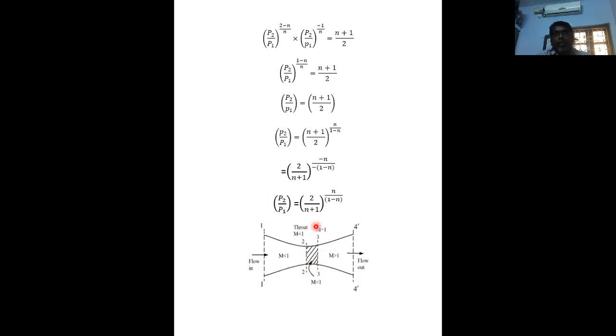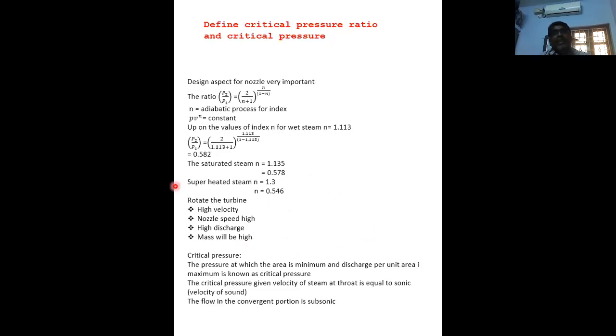Here M equals 1 at the throat section. When the throat section is minimum, the mass flow rate is maximum; when the throat section is maximum, the mass flow rate is minimum. In the next slide we will discuss the definition of the critical pressure ratio.